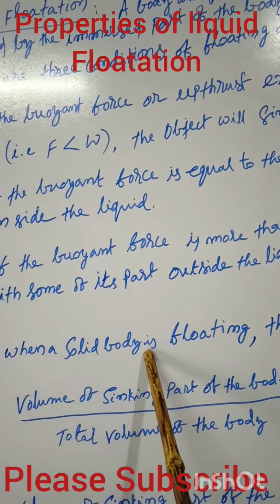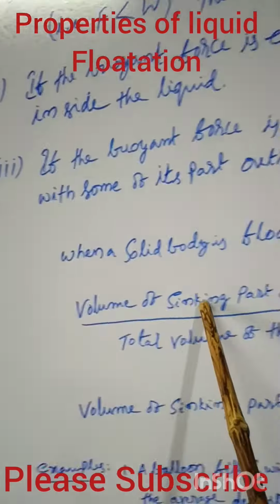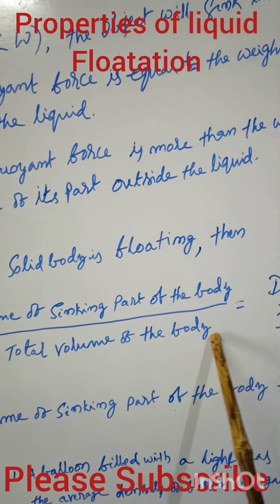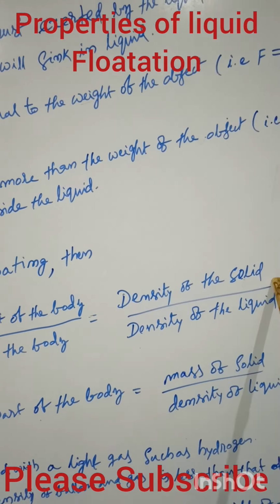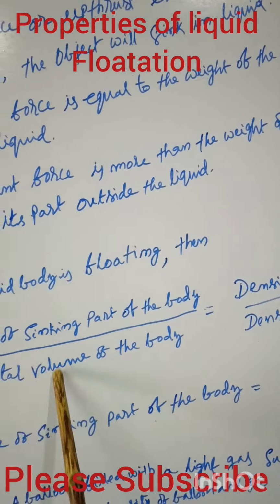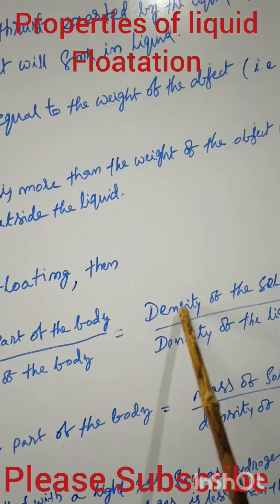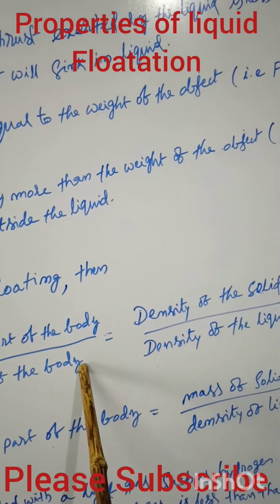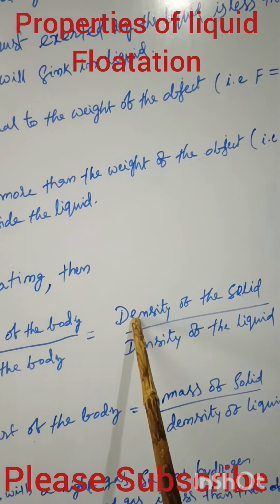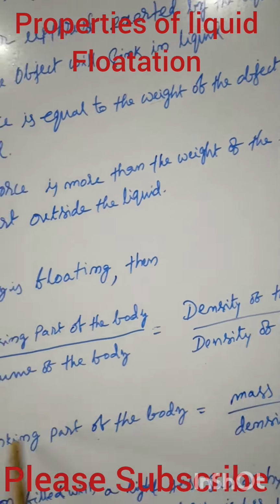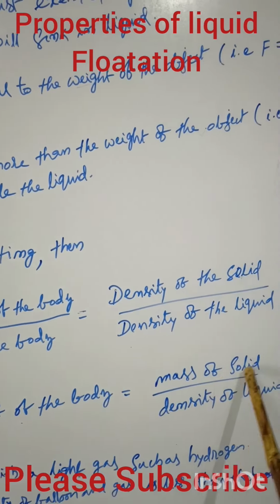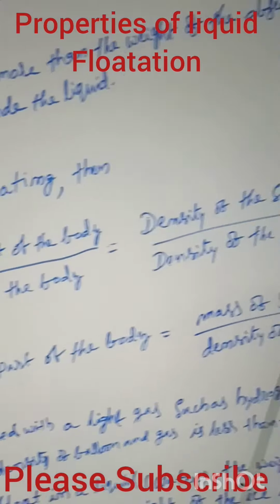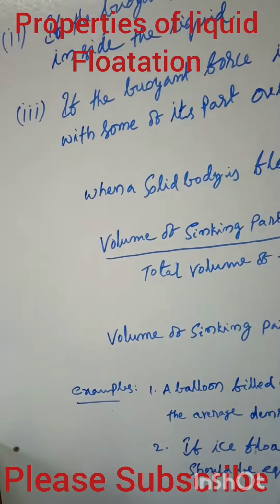Then when a solid body is floating, the volume of the sinking part of the body divided by the total volume of the body is equal to the density of the solid divided by the density of the liquid. If you bring this to this side, density of the solid into volume of the body, density into volume equals mass. So the volume of the sinking part of the body is equal to the mass of the body divided by the density of the liquid. Okay, examples of this.